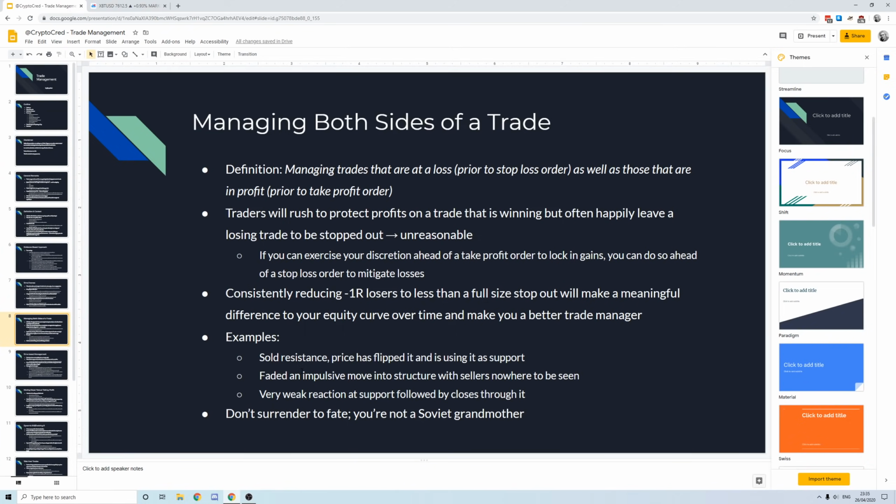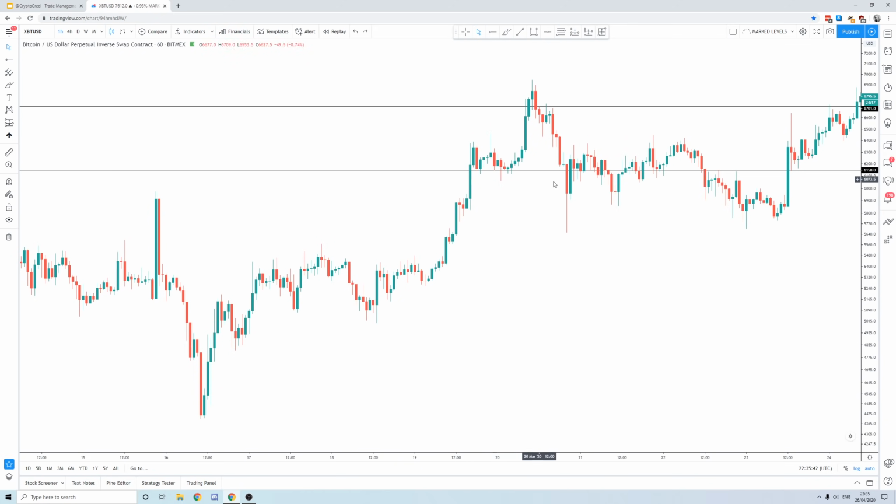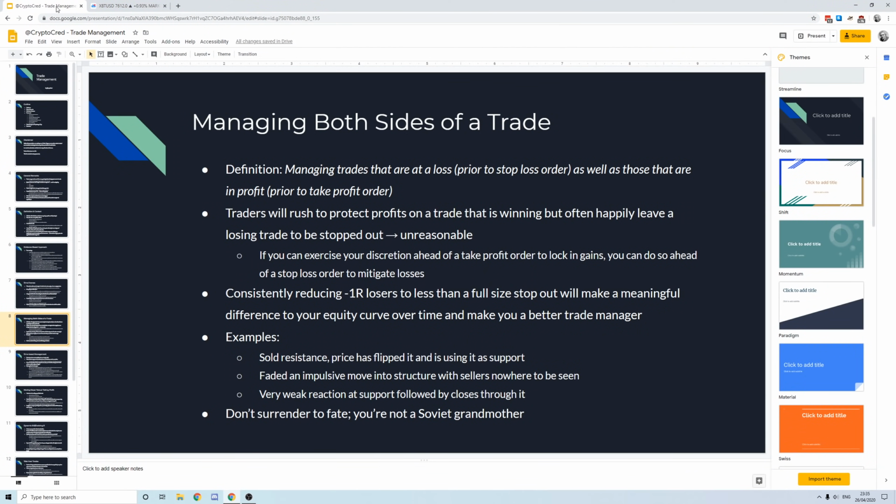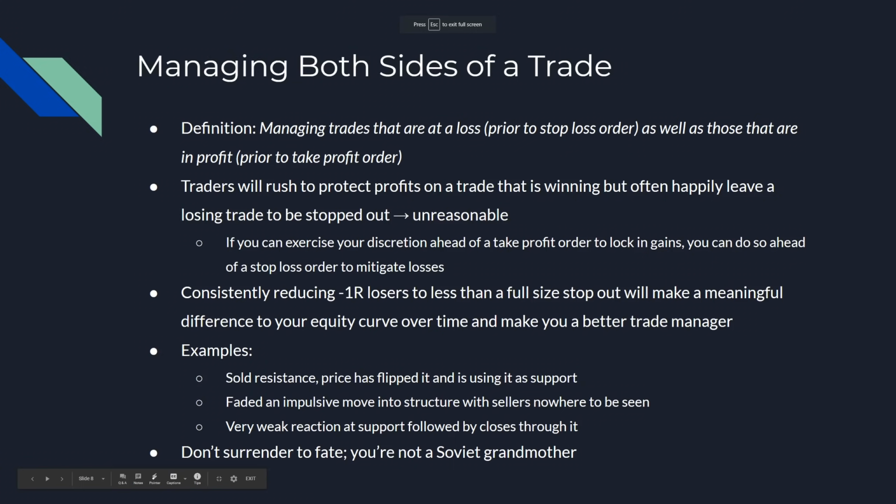So those examples you could see: sold resistance, price flipped it using it as support. Clear example of that at the 6150 weekly level. And I'm sure in the other examples we'll see some of that as well. Okay? So that's what I mean by managing both sides of a trade, and just a general trade management example there as well.